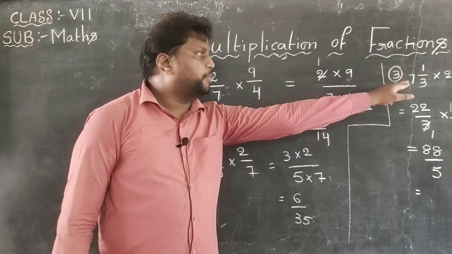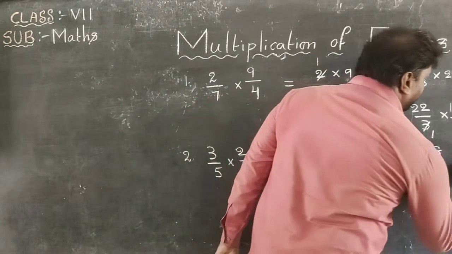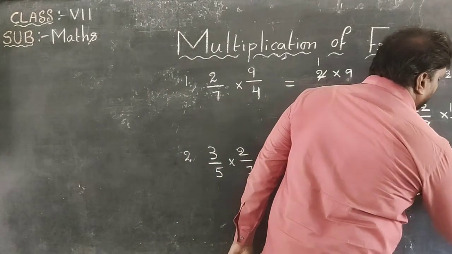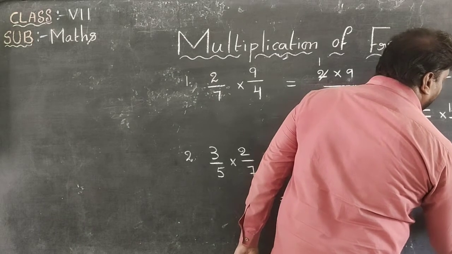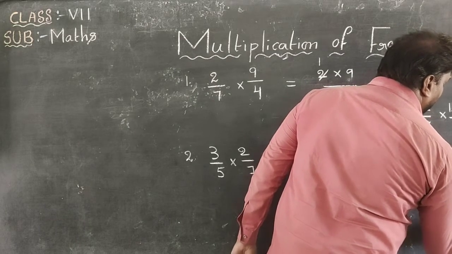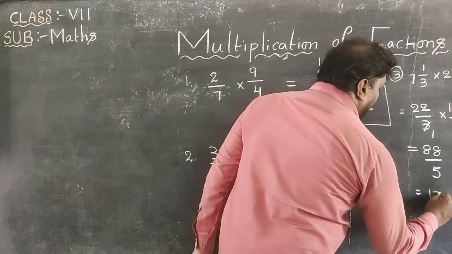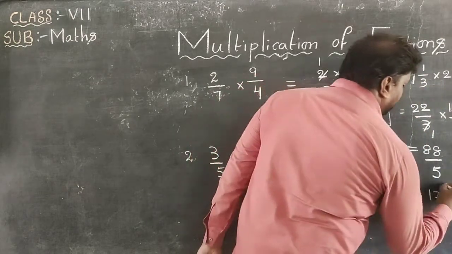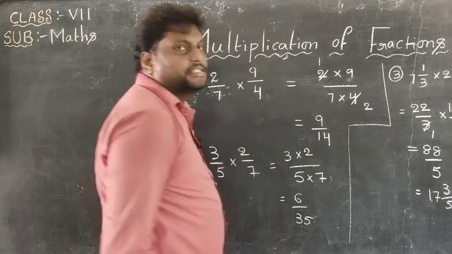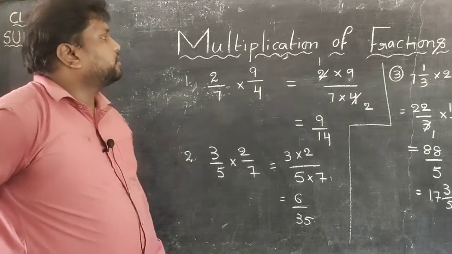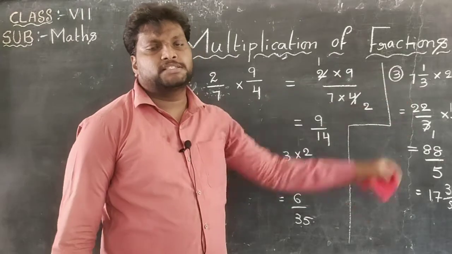The problem is we have a mixed fraction. That's why convert into mixed fraction. Take division, 88 by 5. 5 1s are 5, remainder 3, bring down 8 to make 38. 5 7s are 35, again remainder 3. Means quotient 17, remainder 3, so 17 3 by 5. This is the product of two fractions. The product of two mixed fractions also we completed.